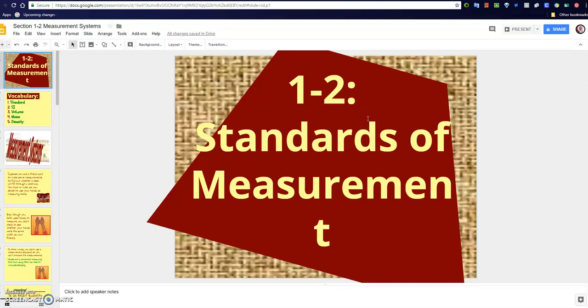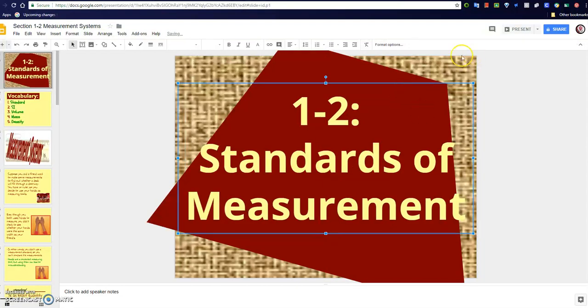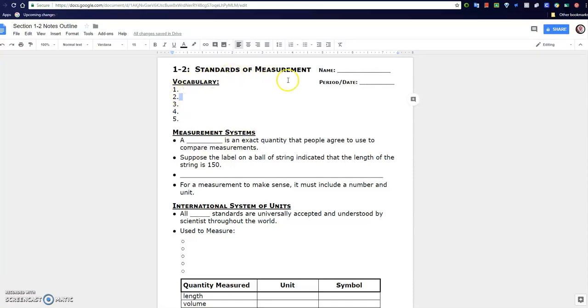All right, ICP people, this is Mr. Simmons, and these are our notes over 1.2 standards of measurement. Let's fix that real quick. These should be used in conjunction with the 1.2 standards of notes outline, and it's worth 10 points, and it's due next week when I tell you.